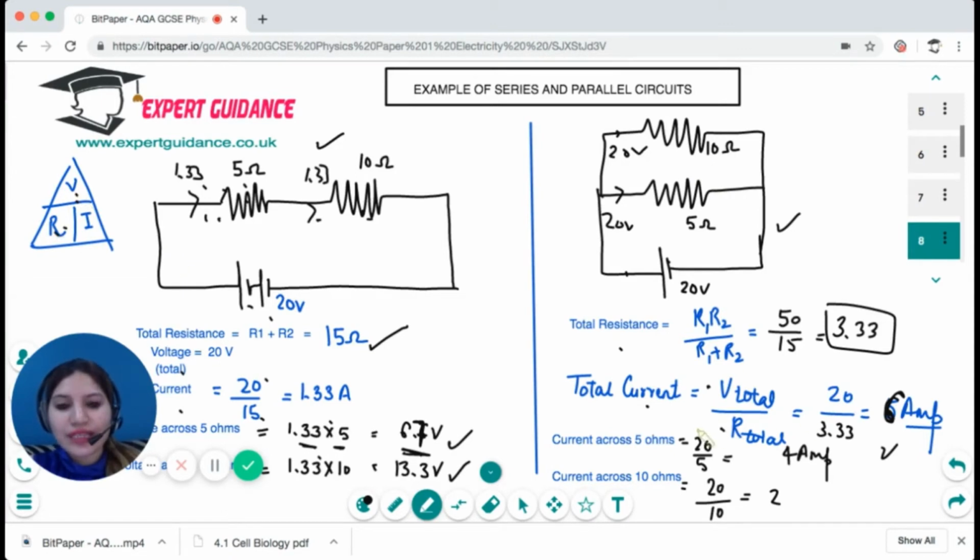So 20 over 5 is 4 amps, the current across 5 ohms, and across 10 ohms it is 2. And we'll add them. That will add up to the total current of 6 amps. Okay. So I hope how you do the calculation with series and parallel circuits is clear to you.